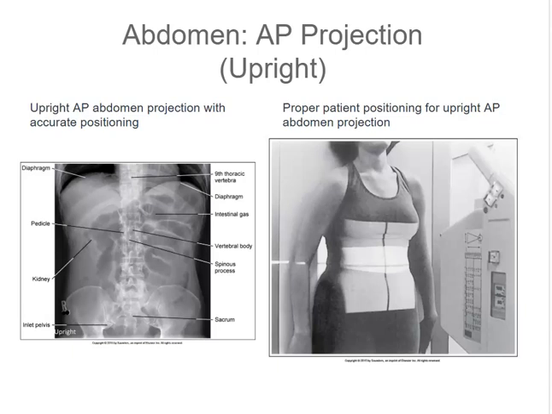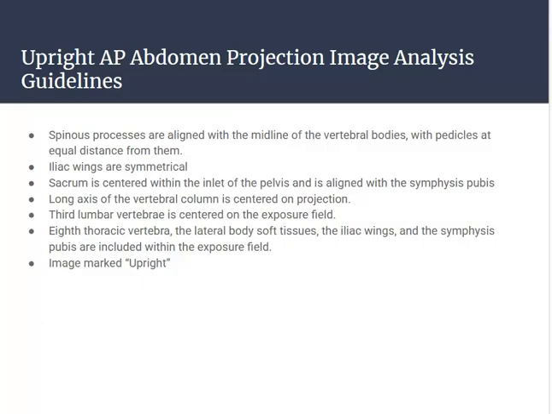The 8th thoracic vertebra, lateral body soft tissue, and iliac wings are all to be included within the exposure field. The diaphragm domes should be located superior to the 9th posterior rib if the exposure is taken on full suspended expiration as indicated. Here are those image analysis guidelines for your review.